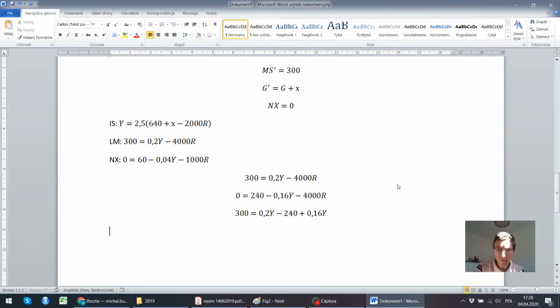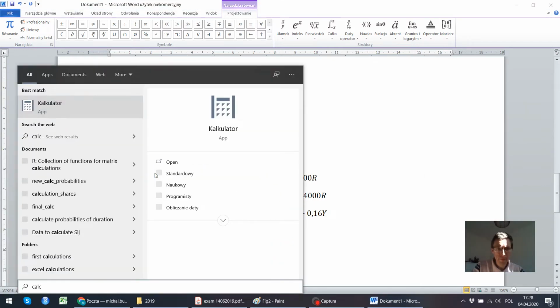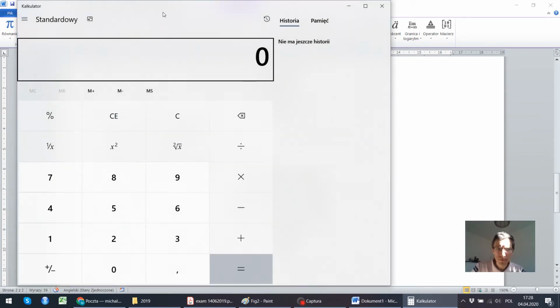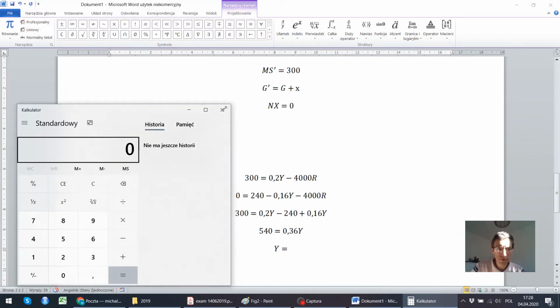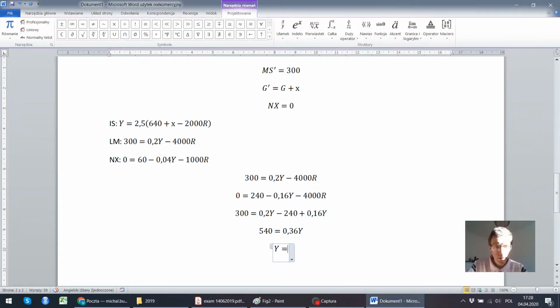Okay, so we have that 540 is equal to 0.36y, and we immediately have our new level of equilibrium output, which is 540 over 0.36. 1500. Wow. Isn't it too big? Maybe it is.